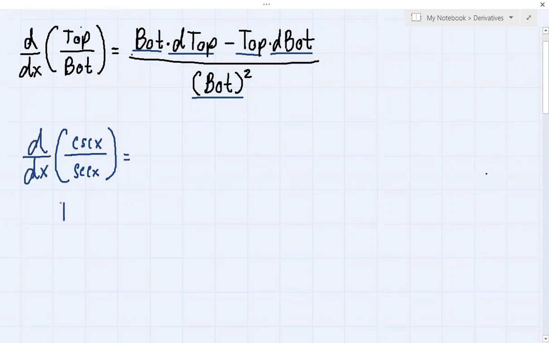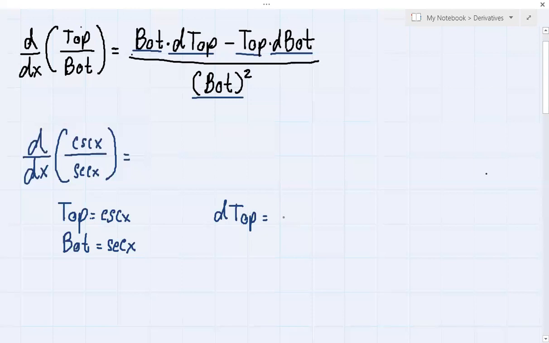So, your top will be your cosecant x. And the bottom, we have secant x, diba? Now, kunin natin yung derivative ng top. So, ang derivative ng top, which is derivative ng cosecant x, in other words, is negative cosecant x times cotangent x. Now, kunin natin derivative ng bottom, or d bot, in other words. So, kunin natin derivative ng secant x. So, we will have the derivative ng secant x, which is secant x times tangent x.